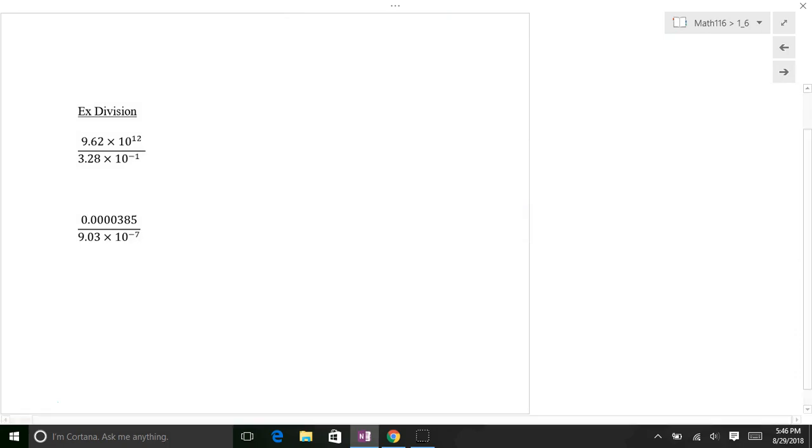Similarly with the division, what I'm going to do here is divide those two first. 9.62 divided by 3.28, and I get 2.93, 29268. Oh, this thing keeps going. 29268.3.